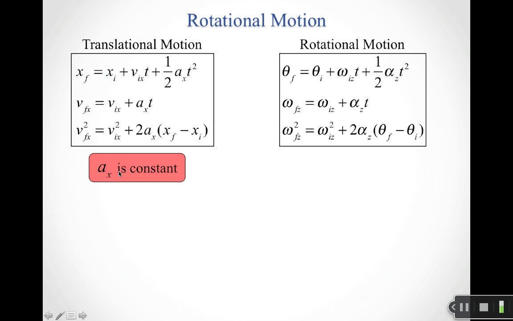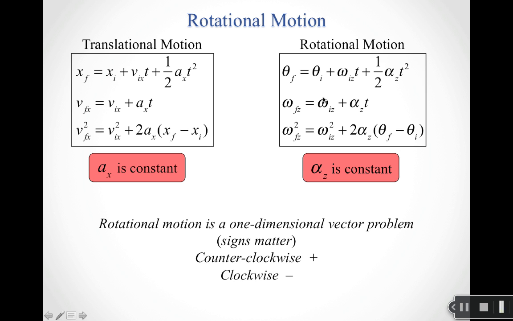Now, when was it that we could use this set of 3 equations? Well, we could use it whenever our acceleration value was constant. So when do you think we'll be able to use these rotational equations? Whenever alpha, the rotational acceleration, is constant. This is our set of 3 constant acceleration equations for translational motion. This is our set of 3 constant angular acceleration equations for rotational motion. And again, it's really going to be a one-dimensional vector problem. The angular displacement, the angular velocity, the angular acceleration, all of these things lie along the axis of rotation.